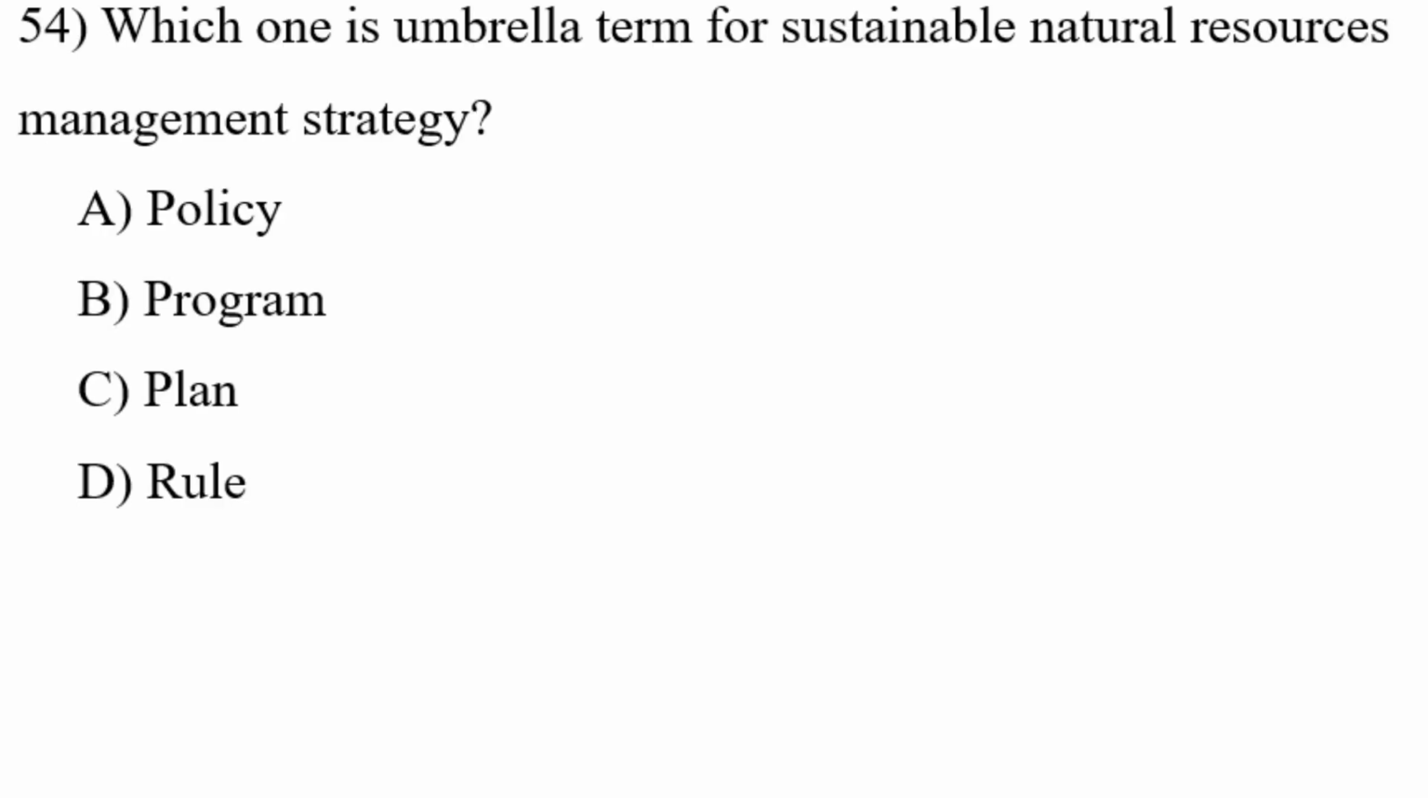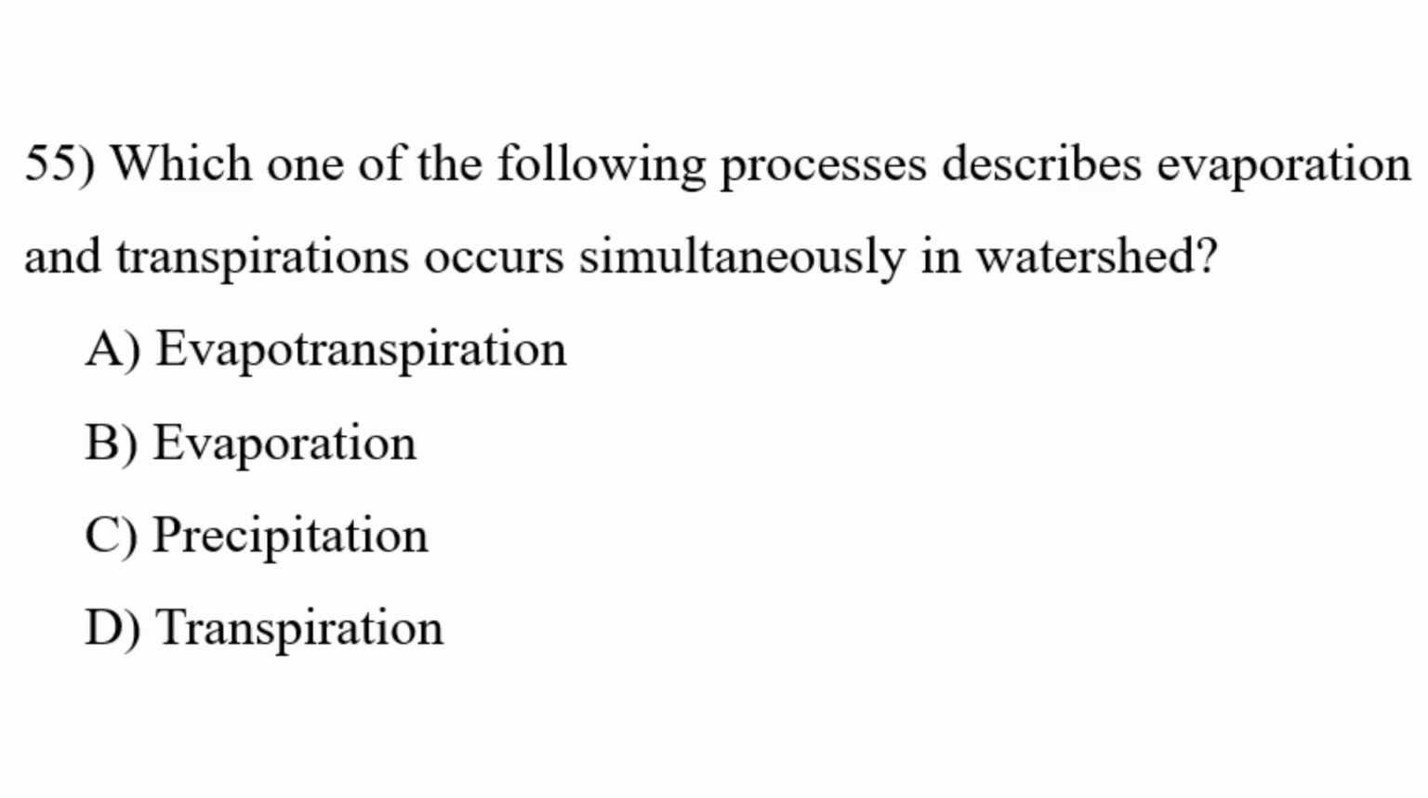54. Which one is the umbrella term for sustainable natural resources management strategy? A. Policy. B. Program. C. Plan. D. Rule. Answer: A. Policy. 55. Which one of the following processes describes evaporation and transpiration occurring simultaneously in a watershed?